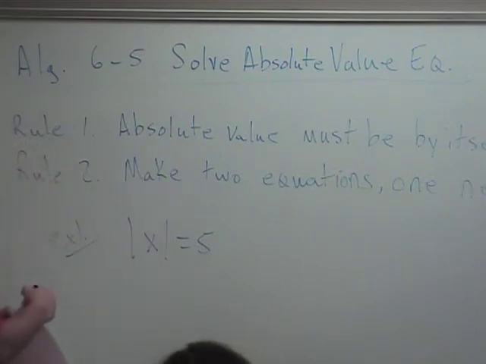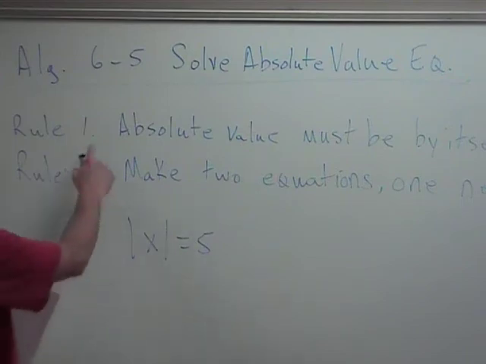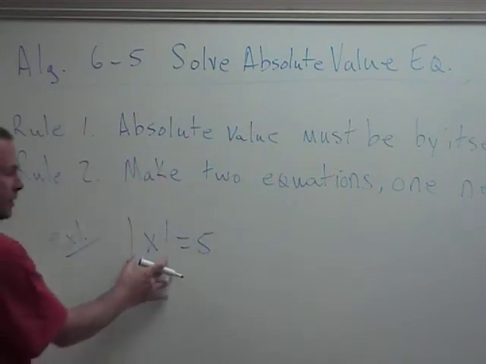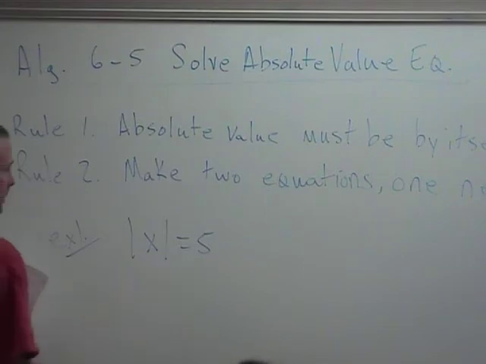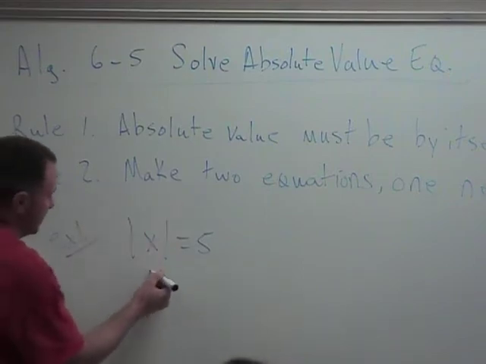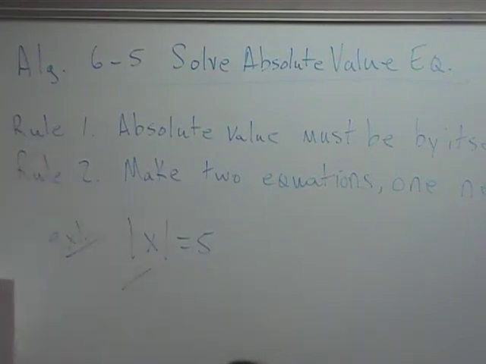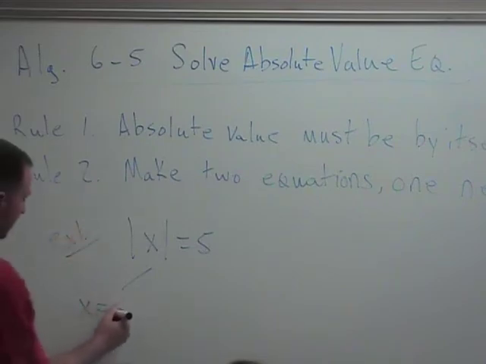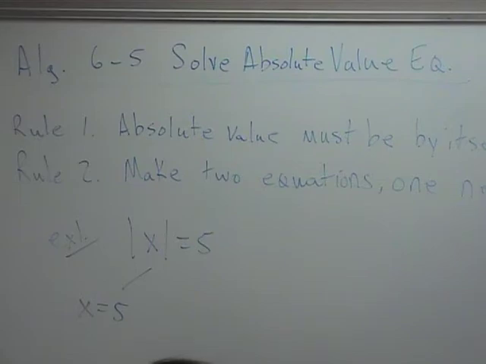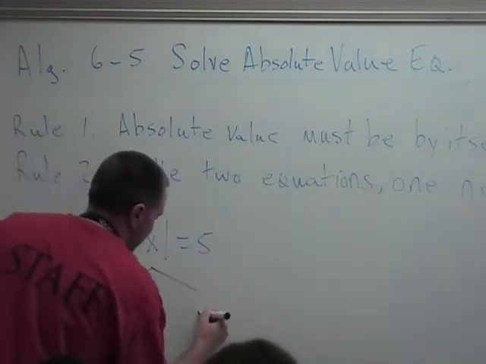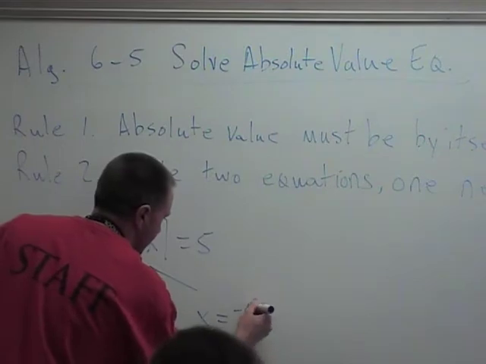So here's what we do. I'm going to go through this process. Absolute value must be by itself. Well, there's nothing attached to it. So, step 2, make 2 equations. Here's the first equation. The first equation is exactly what you see up here, without the absolute values. Pretty simple. And then if you need to do something with it, you go ahead and solve it. So we're done. Second equation is, you set it equal to its negative.